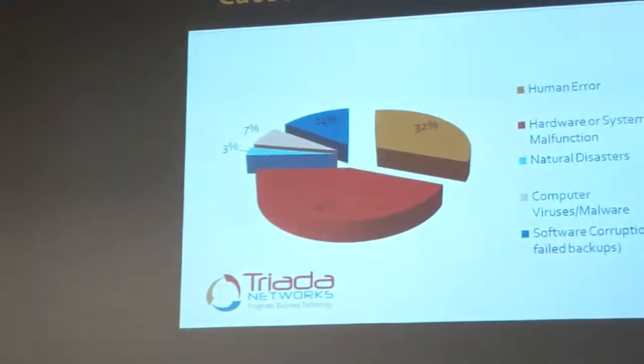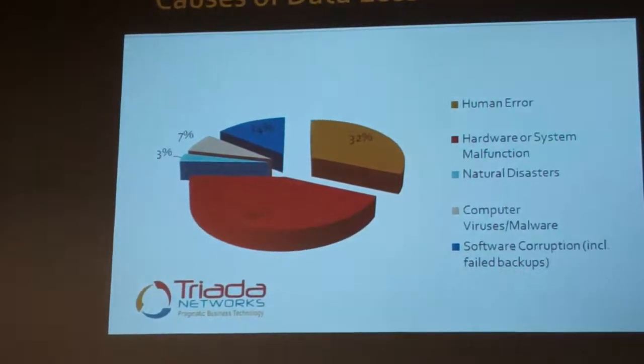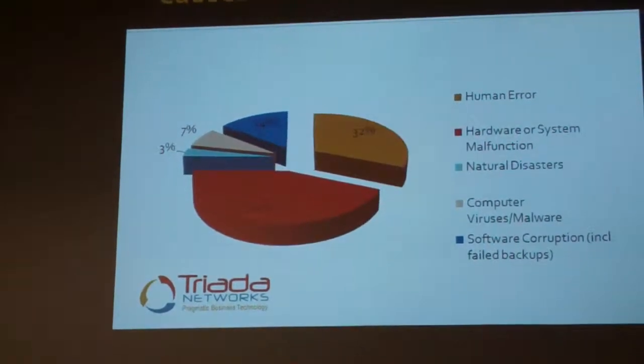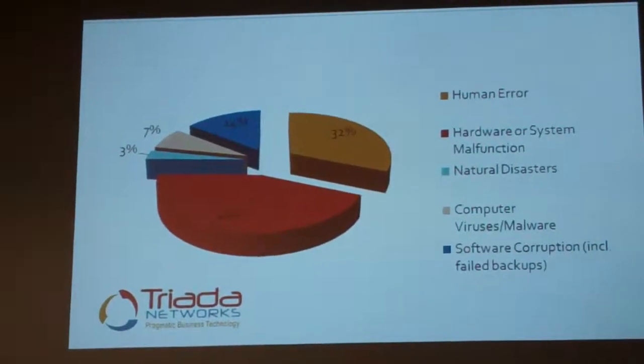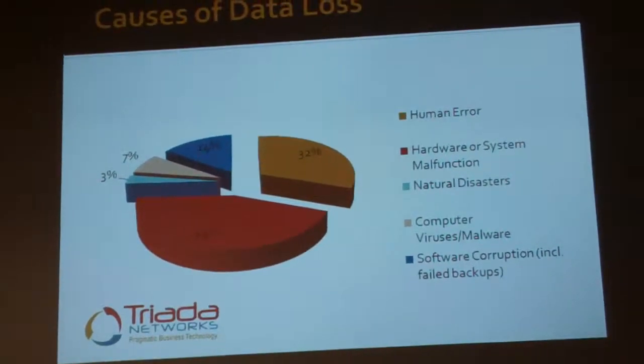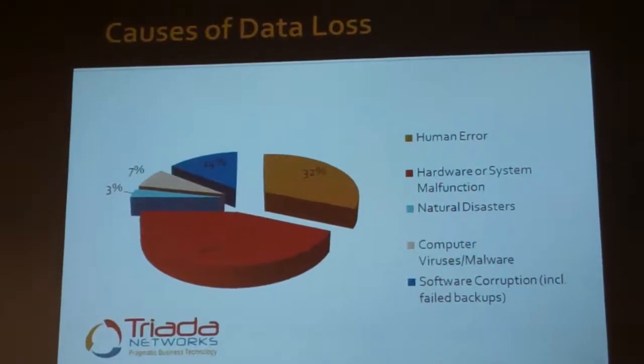If you look at this chart, you can see that the majority is hardware and system malfunctions and human error. So even when you're talking about natural disasters, even viruses, it's only a very small piece of it. The majority of it is something else.